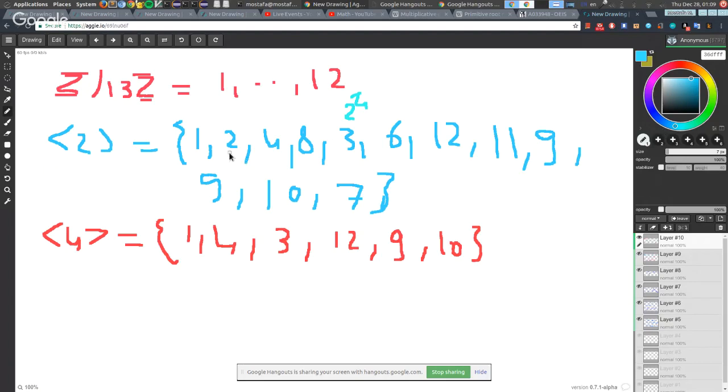Now probably I did some mistake around here, so 3 times 2, 12, 11, 9. Oh yeah, it's not a mistake, this is a 5. So here the 4, we find that it doesn't generate the whole set, so 4 is not a primitive root. So here the 2 is a primitive root.